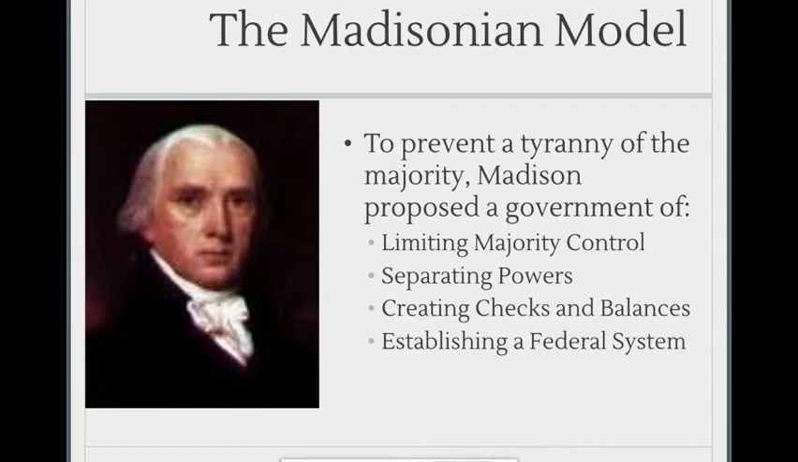So Madisonian model. Definitely need to know this. All right. The idea is that it's to prevent a tyranny over the majority. This is a big thing with him. Okay. We're going to read a lot about this. So what he proposes, all right, is limiting majority control, separating the powers, creating checks and balances, right? Remember Montesquieu, and establishing a federal system.